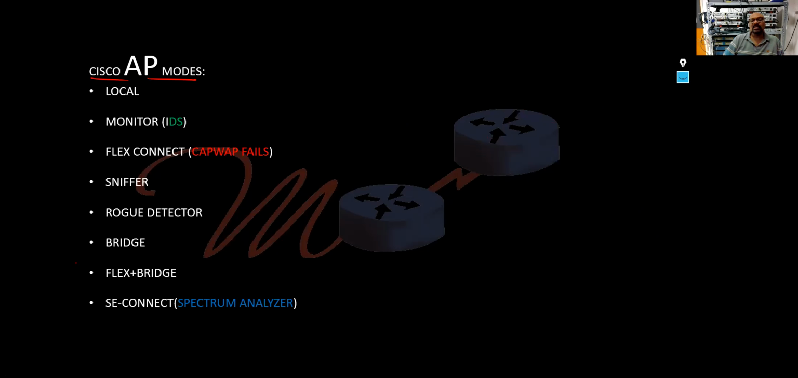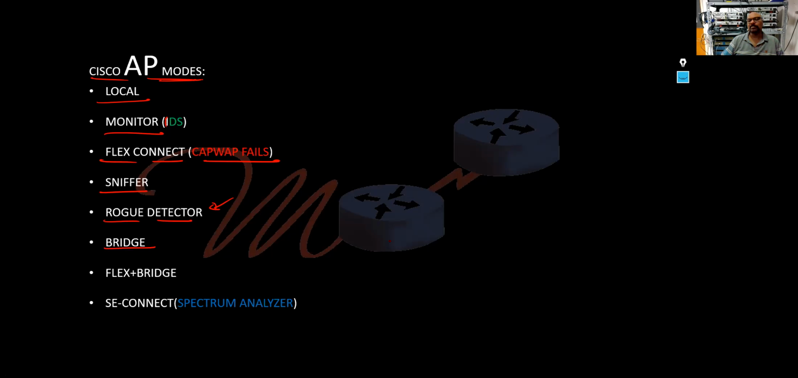Wireless access point, what can it do? Or, sorry, what modes is it in? Local mode, which is the normal one. Monitoring, IDS, intrusion detection systems. It can see if anybody is unauthorizedly entering. It can understand the rogue components, right? FlexConnect: if CAPWAP fails, it can still work like an independent one, right? Sniffer, it can sniff. Rogue detector: if any rogue system or rogue thing comes, it can detect it. These are all modes. Bridge mode.